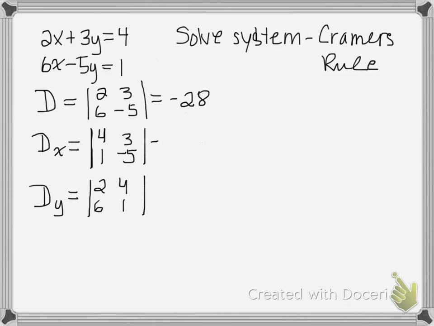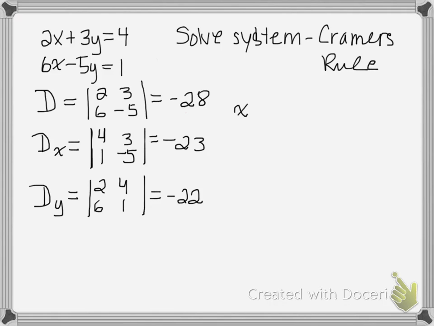So let's just quickly calculate these determinants. I've got negative, not 24, negative 23, right? And for D sub y, I've got 2 minus 24, right? So that would be negative 22.